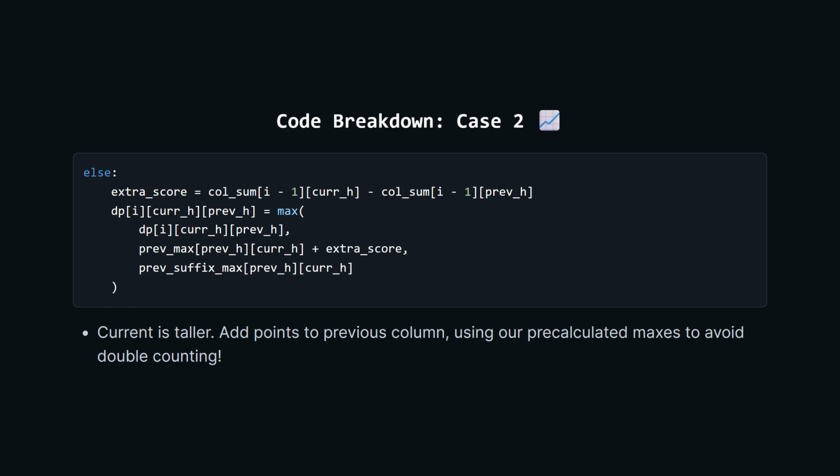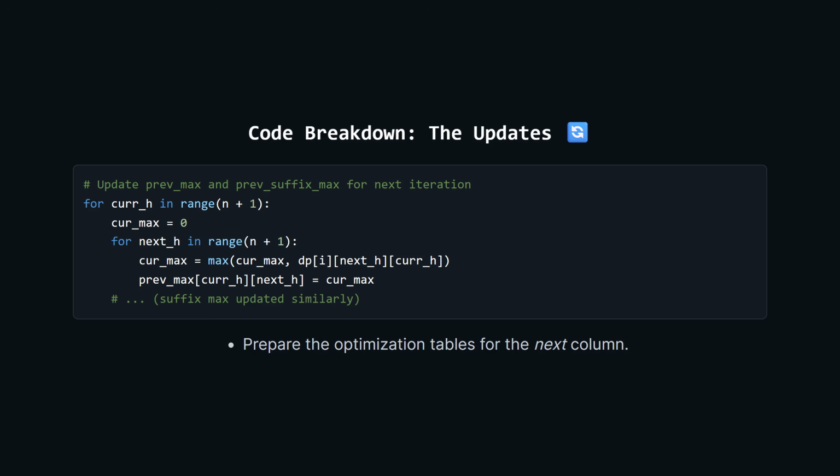And here is the trickier second case where the current column is taller. We calculate the new points it gives to the previous column. Notice how we use those pre-calculated maximum tables here to safely grab the best previous score without accidentally double counting. At the very end of our loop for a single column, we have to update our maximum tables. This primes them with the freshest data, so they are ready to go when we move on to the next column.